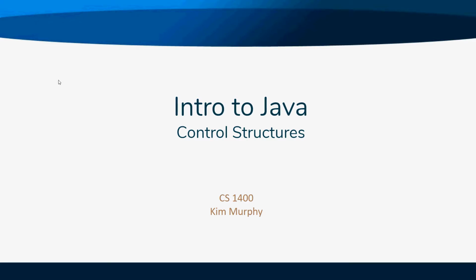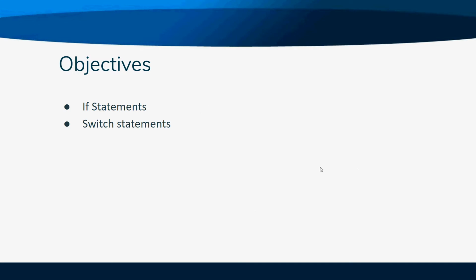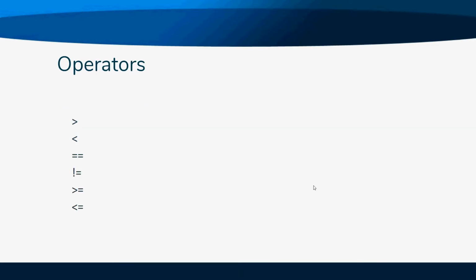This is our CS 1400 class, and today we're going to talk a little bit about control structures. Specifically in this one, if statements and switch statements. And now before we go on with what an if statement is, we've got to talk about a few operators that we might use in comparing things.